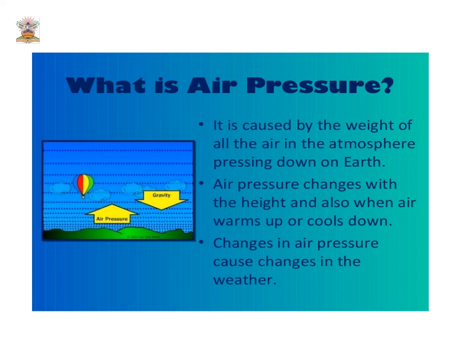So this air pressure is caused by the weight of all the air in the atmosphere, which is pressing down on the earth. This air pressure changes with the height, with the altitude, and also when the air warms up or cools down. Changes in the air pressure cause changes in the weather. When the pressure changes, sometimes we get storms, there is wind, or even rainfall.